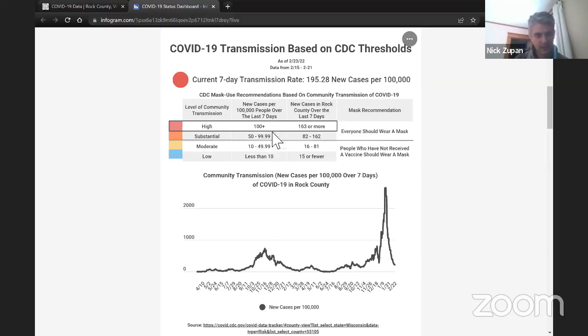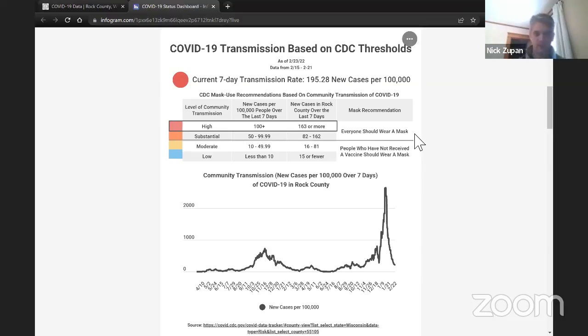Sometimes it's a little bit tricky to think about rates per 100,000, and it's easier to think about the raw number of new cases that we're seeing. So in a 7-day period, if we see 163 total cases or more, we're going to be above that high threshold that the CDC has put out. If we see something below that, then we start getting into these other categories. So that information is going to be presented, and we'll be updating this on an every other week basis.